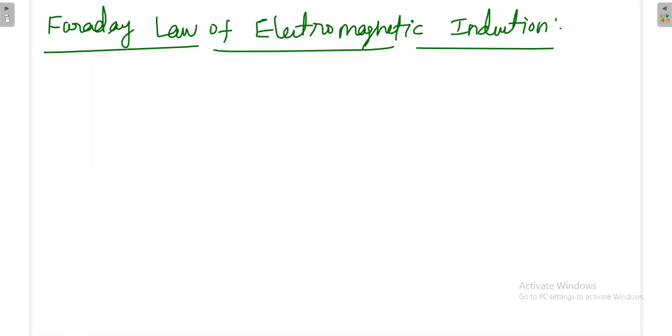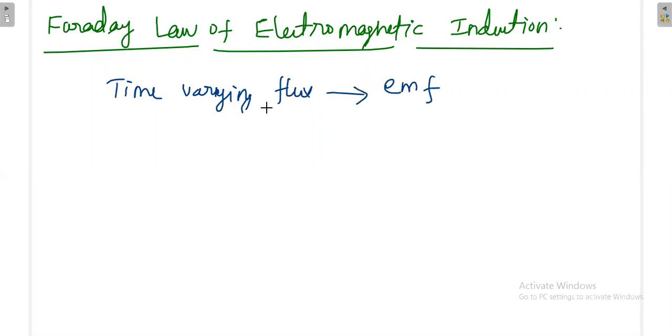So the main idea of Faraday's law is time varying flux. Time varying flux around the conductor will give EMF. This is again the concept for the generator, because when the generator is rotating, you will get the EMF. If the generator is not rotating, you will not get the EMF. So again, this law is basic for the generator and the transformer and all.